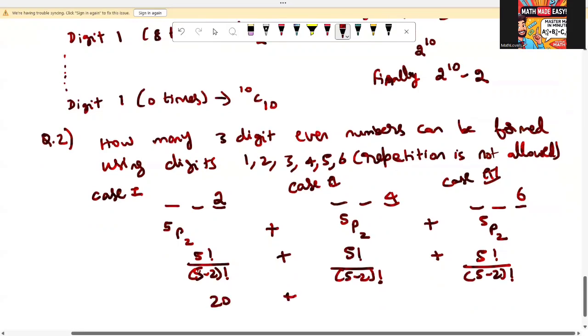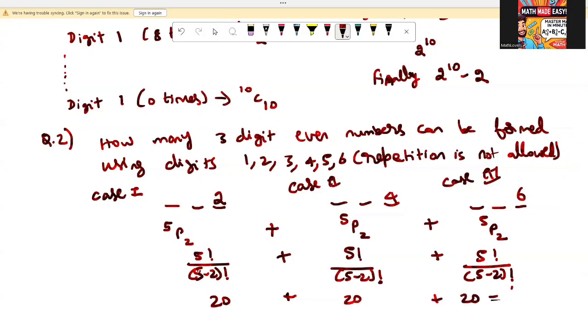So people who don't want to use this nPr formula can easily understand it as 5 ways to fill this number, because you cannot repeat the digit 2 again. And since 2 digits are already being used, 4 ways for this. So 5 into 4 creates this number 20. Okay.